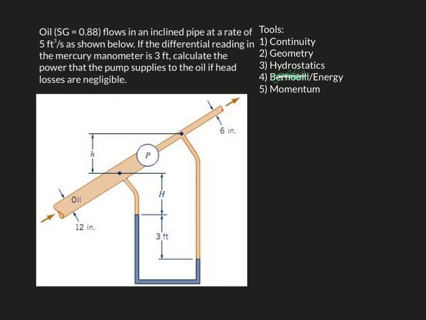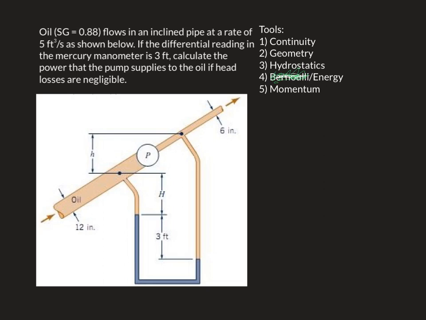Okay. So oil, specific gravity of 0.88, flows in an inclined pipe at a rate of 5 cubic feet per second, as shown below. If the differential reading on the mercury manometer is 3 feet, calculate the power that the pump supplies to the oil if head losses are negligible. Oh, well, that's nice. No head losses.